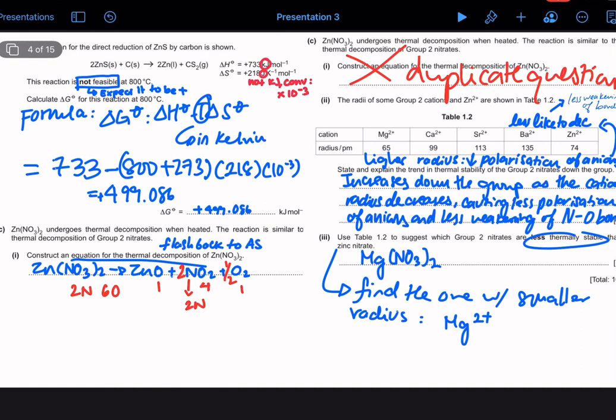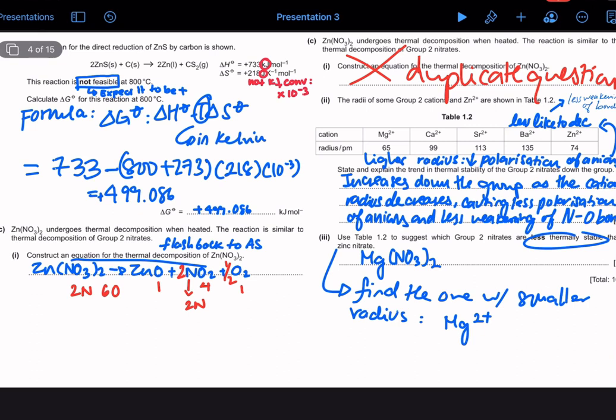For part II, the radii of some group 2 cations and zinc 2 plus are shown in table 1.2. So we can see the different radii. You can see the trend generally increases going down the group, except for zinc. State and explain the trend in thermal stability of the group 2 nitrates down the group.